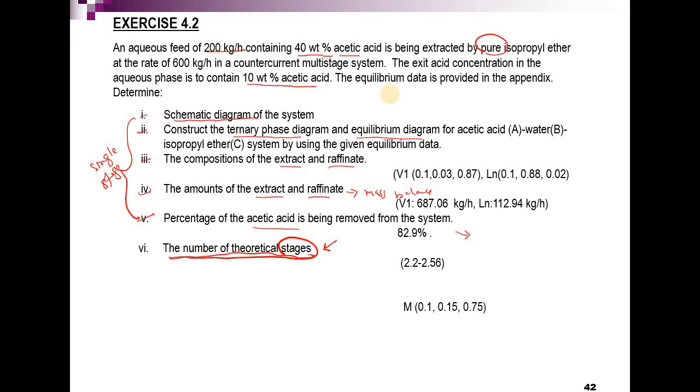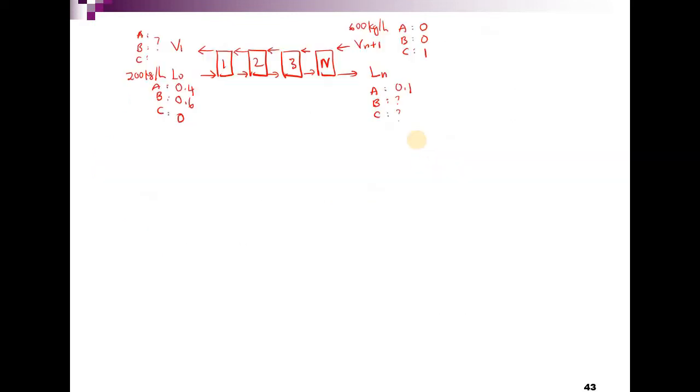So the schematic diagram I already drew. We will construct the ternary phase diagram later. This one we have covered during the single stage topic. Next we want to calculate the composition of the extract and raffinate. When we talk about composition, we must use the graphical method. Okay, so let's see.